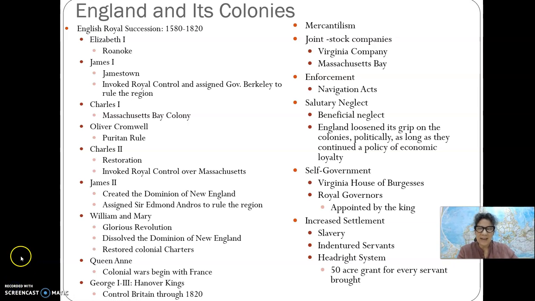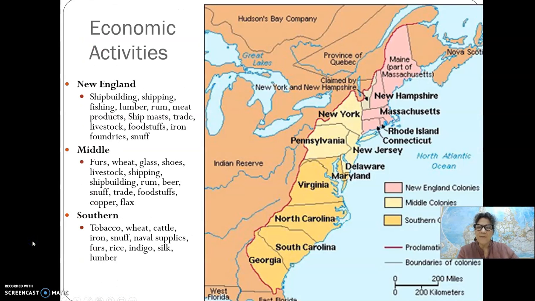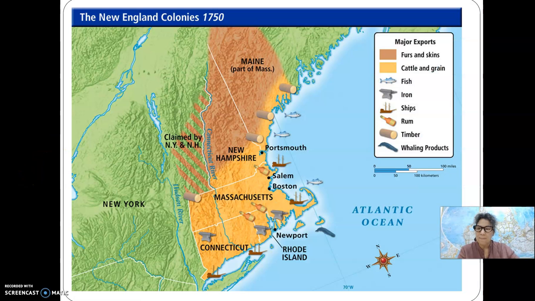Okay, moving on from there, let's take a look at some of the different features of the colonies. I think most importantly are the economic activities. If you take a look at this map, you can see the different colonial regions that I keep referring to: New England, the middle colonies, and the southern colonies. And over here you can see some of the economic activities that were important for them. Each of these maps highlights the same, and you'll see these in the activity that you'll do this week.